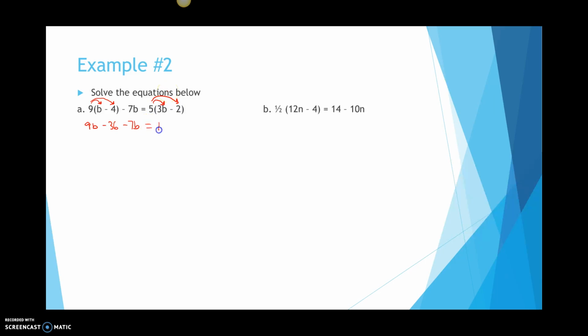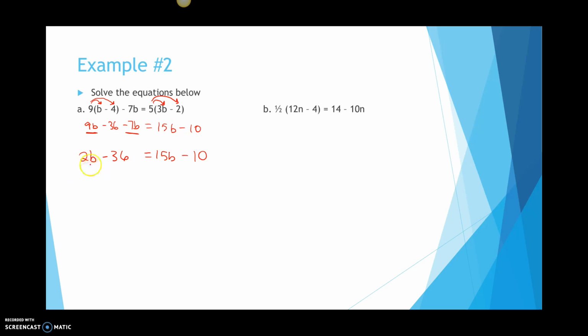So that's going to be 15 equals 15b minus 10. Again, we're getting the variables on one side, the numbers by themselves on the other. Notice I have a 9b and a negative 7b on the left side, so I can combine those like terms. 9 minus 7 is going to give me 2b. Minus 36 equals 15b minus 10.